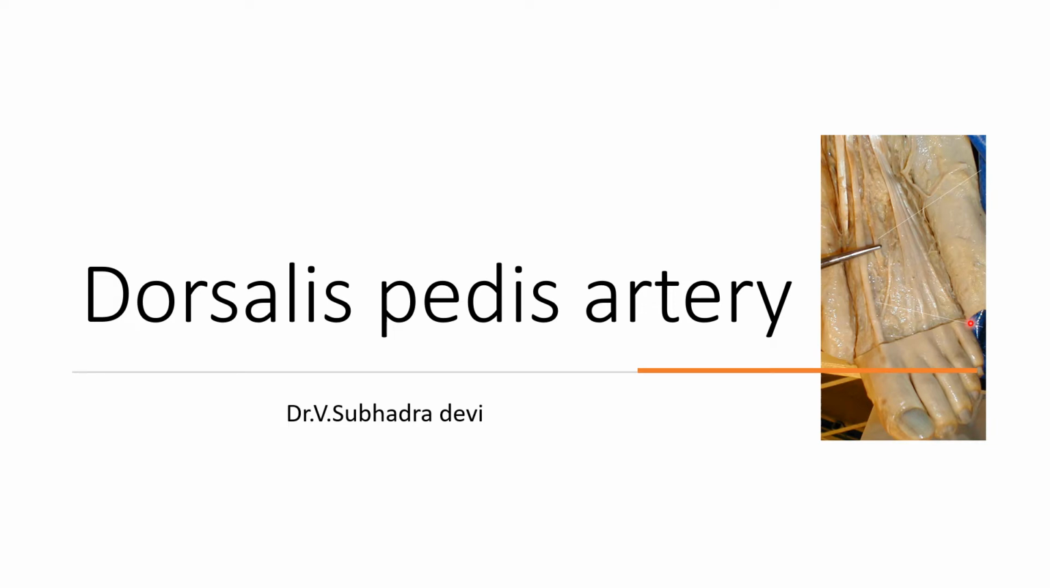4 toes. Here one structure is shown with the forceps, that is the dorsalis pedis artery, and it is the continuation of the anterior tibial artery. You are seeing a tendon crossing the artery, and this is the tendon of extensor hallucis brevis. So now let us see the dorsalis pedis artery, its origin, course, branches and its clinical importance.